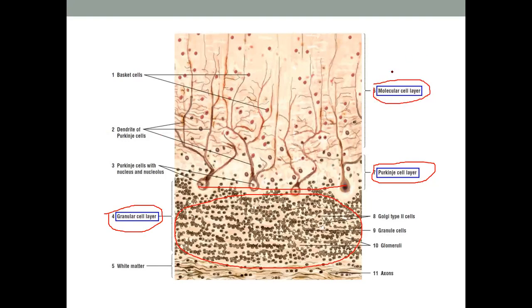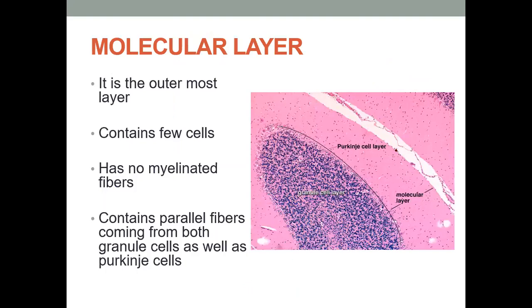So from outside to inside, the first layer is the molecular layer, the second layer is the Purkinje cell layer, and the third layer is the granular cell layer. Once we go further inside, you find the cerebellar medulla, where your deep cerebellar nuclei are present. This is the H&E stain. Overall, you can clearly see the three layers.